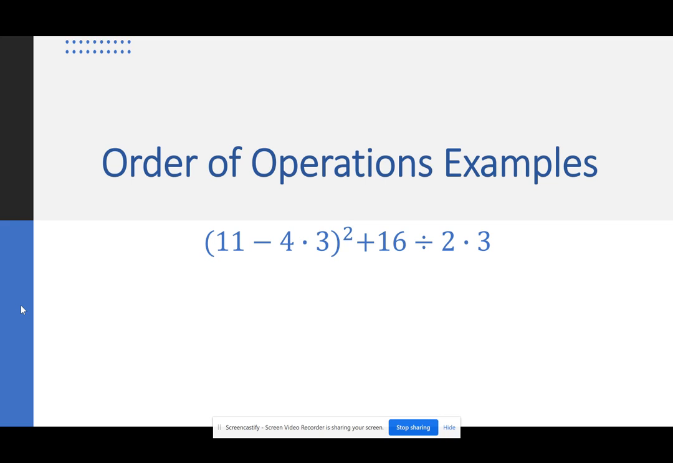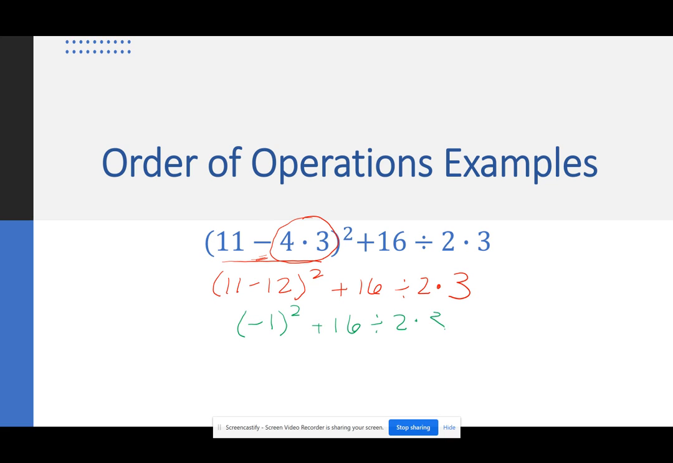So right here I do see parentheses. But again, like I said before, you need to follow order of operations inside the parentheses. So this multiplication is going to come before this subtraction. So we're going to do 11 minus 4 times 3 is 12, squared, plus 16 divided by 2 times 3. So we're going to finish up in the parentheses. So 11 minus 12 is negative 1. Negative 1 squared plus 16 divided by 2 times 3.